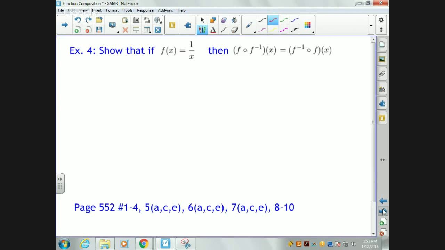So in this example here, we're going to show that if f of x is 1 over x, then f composed with f inverse of x is equal to the inverse composed with the function at x.